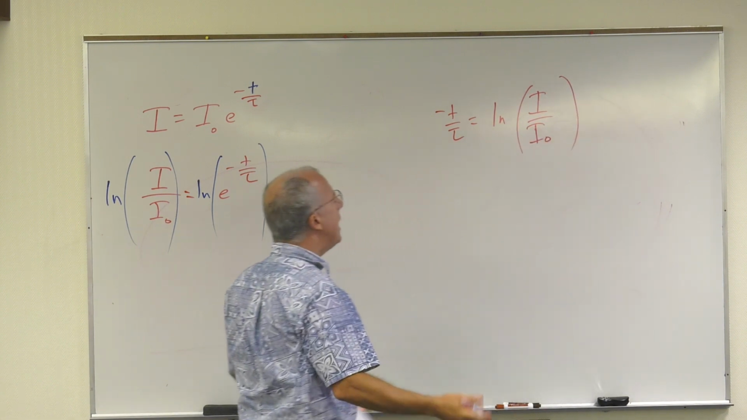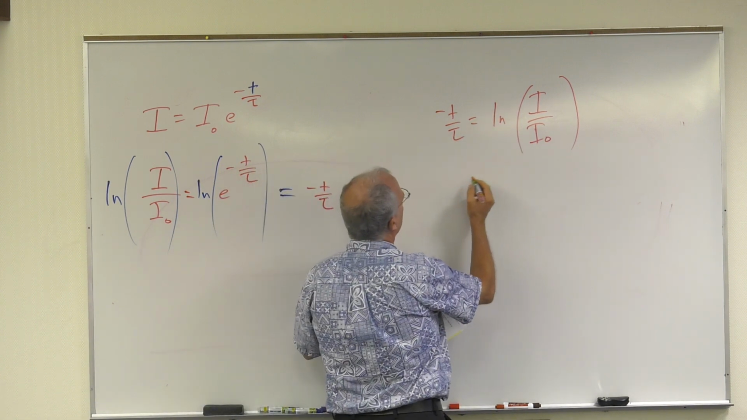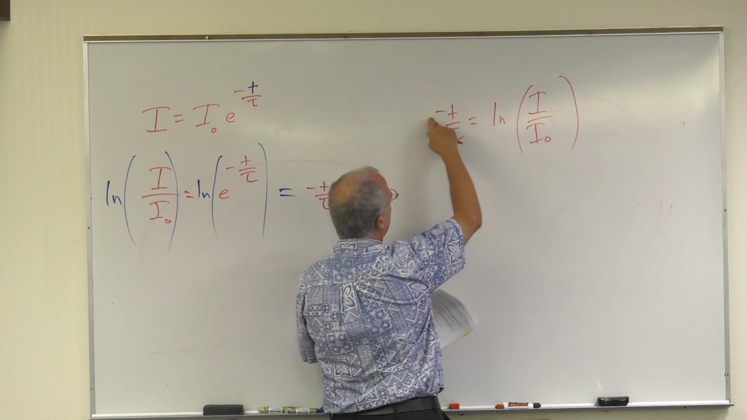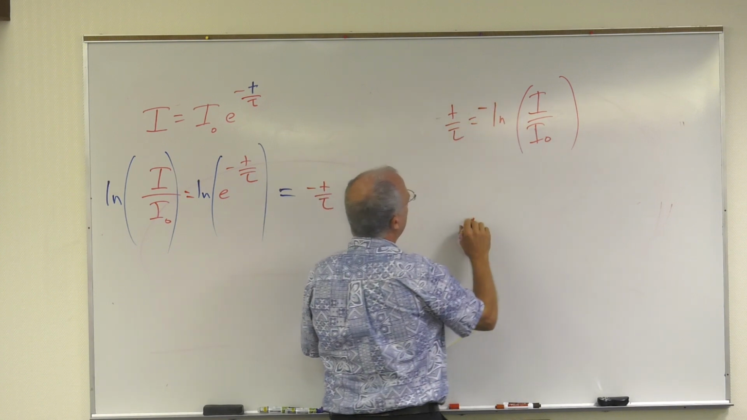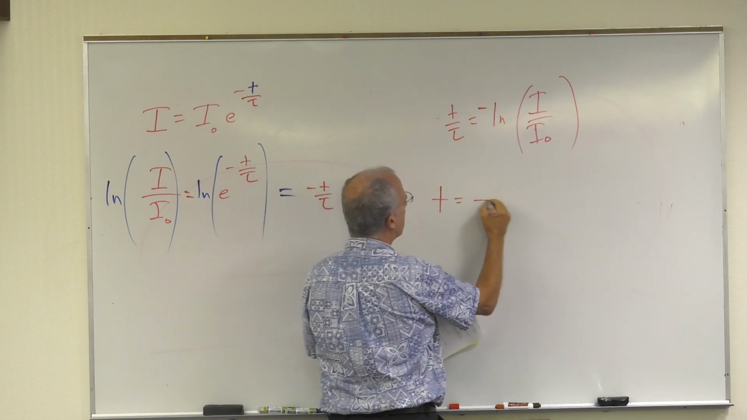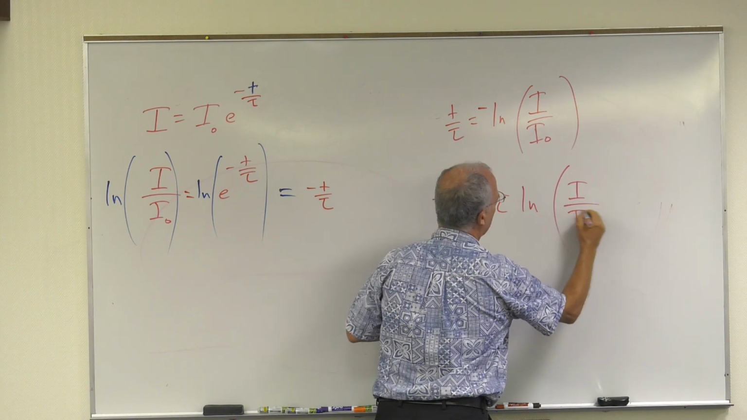Okay, we're trying to solve for t. So multiply both sides by tau. Let's do two things at once. Let's multiply both sides by a negative. So negative, negative is positive, then we have negative. Then multiply by tau. So you have t equals minus tau ln I over I0.